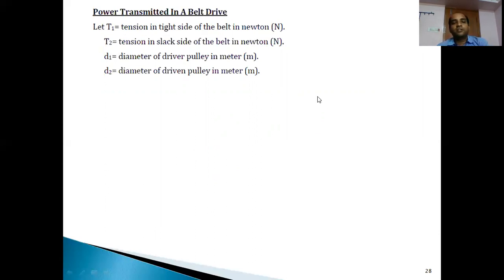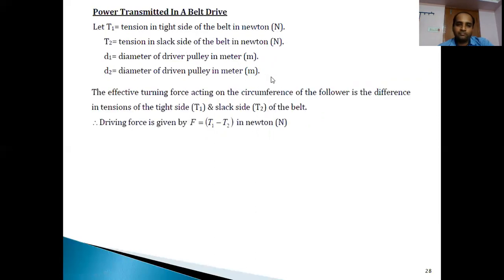So once we have learned regarding the angle of contact and the velocity ratios, this is also a very important term to understand: how the power is being calculated or transmitted in a belt drive. Using the same terms, T1 is the tension in the tight side of the belt in newtons, T2 is the tension in the slack side of the belt, also in newtons. D1 is the diameter of the driver pulley in meters, and D2 is the diameter of the driven pulley in meters.